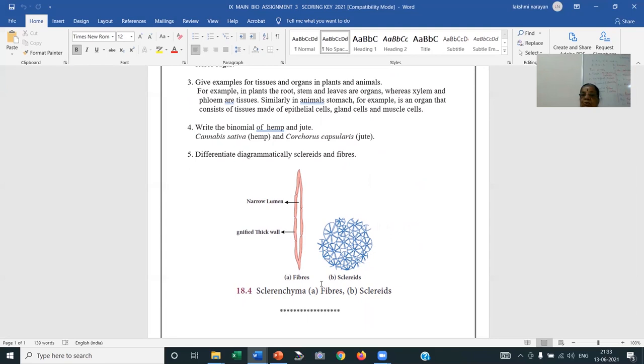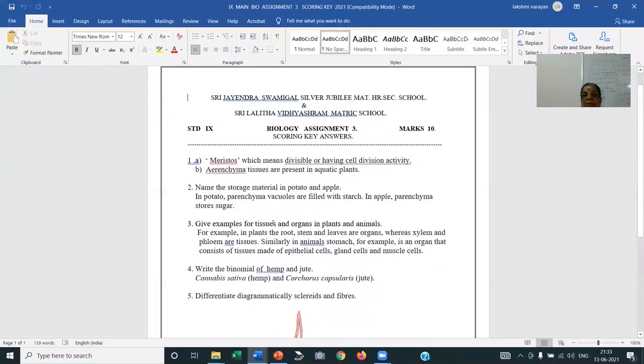I hope you follow. So go through the diagram, go through the example. I hope you understand. So this is assignment number 3. So far we have done 1, 2, 3. Clear? So meristos means divisible or having cell division activity.